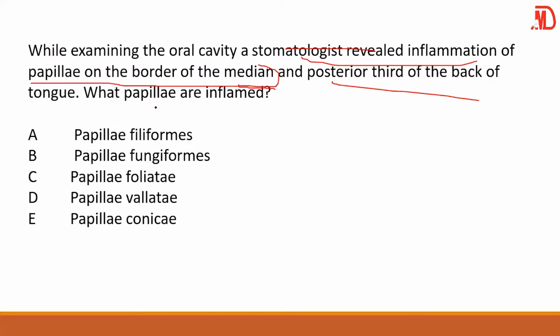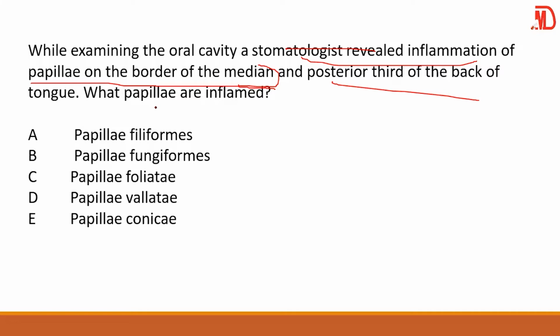So what papillae are inflamed? All right, so now let me give you guys some few differences between these papillae. So we have the filiform papilla. These are the smallest, but most numerous. Small, but they are a lot. They contain no taste buds. These are found on the entire anterior dorsal surface.